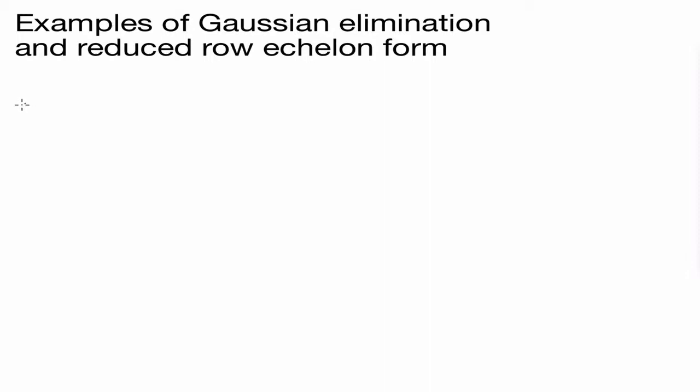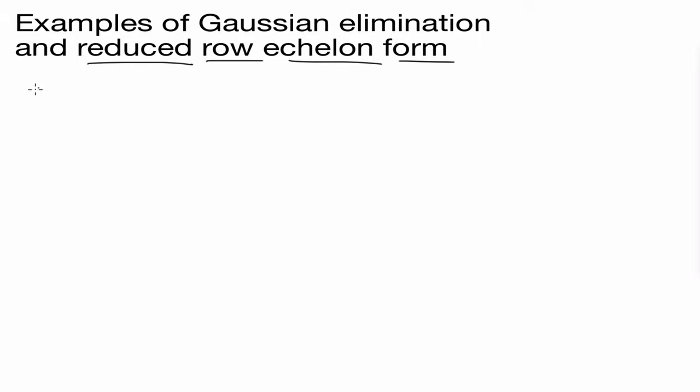Hello and welcome. Today we're going to be doing some examples. In this video we're going to be doing some examples of Gaussian elimination and also explore more of what it means to be in reduced row echelon form, and how to read a matrix in reduced row echelon form and know how to interpret and define its solution.